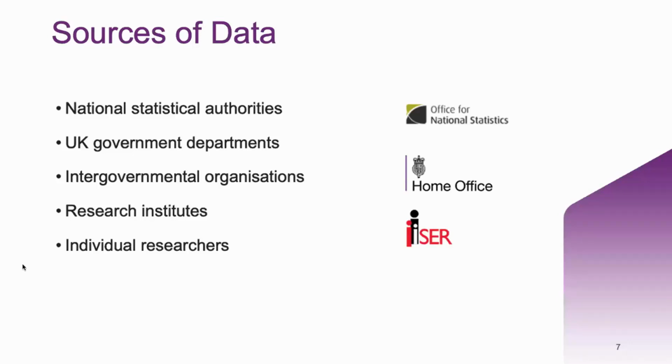So as I say, our sources of data are national statistical authorities such as the Office for National Statistics, UK government departments like the Home Office, Department for Business Innovation and Skills and the Department for Work and Pensions, intergovernmental organisations such as the International Monetary Fund and the World Bank, and research institutes such as the Institute for Social and Economic Research, NatCen and the Centre for Longitudinal Studies. And then we also have data deposited by individual researchers as well, so those that may have done research for their PhD. We have something called ReShare, which we will touch upon later, and that is where ESRC grant holders deposit their data with us, which we then make available through our data catalogue.